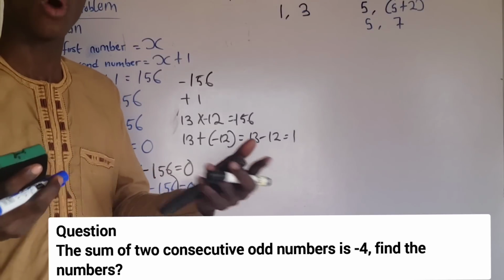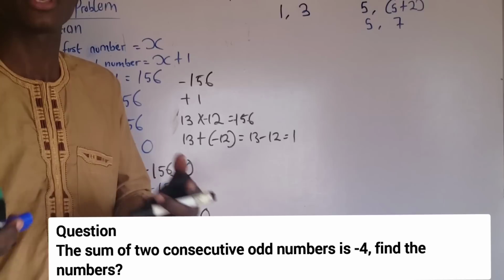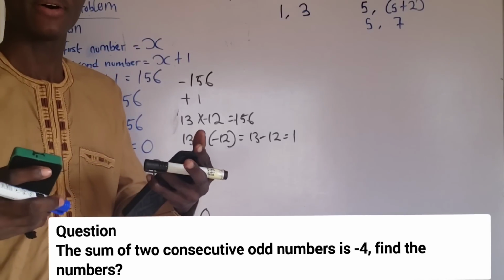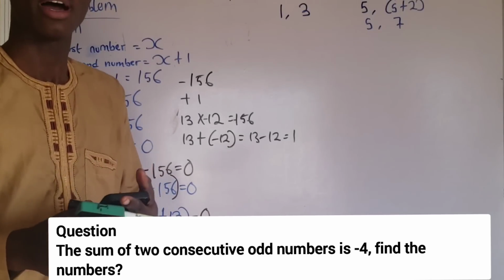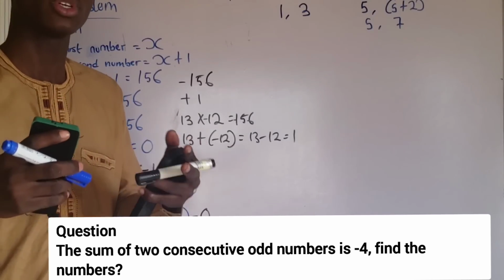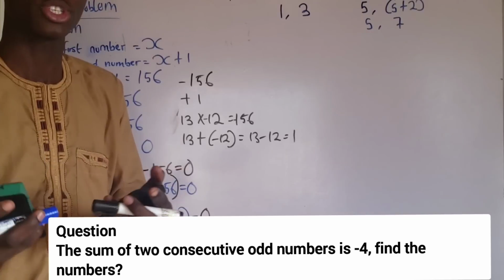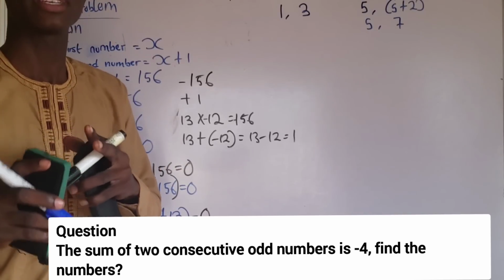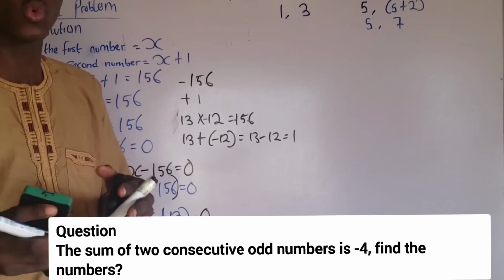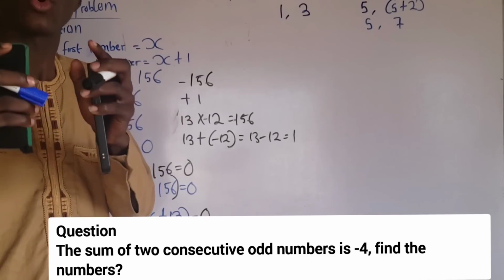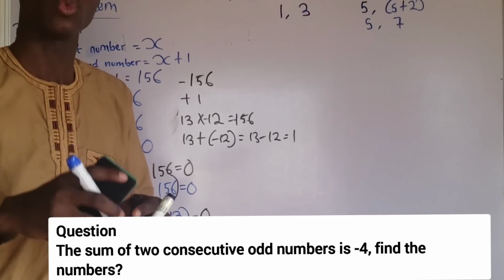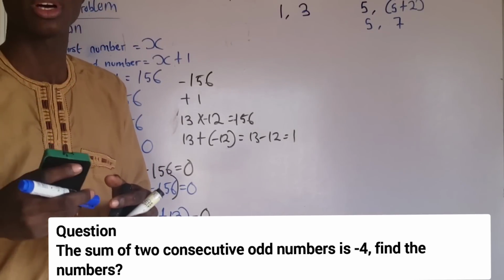What are odd numbers? Examples of odd numbers are 1, 3, 5, 7, 9, 11. We have 13, we have 15. Those are odd numbers. And if you take note of the difference between those odd numbers that I just mentioned, we realize that those numbers differ by what? By 2. You understand? So when we talk about two consecutive odd numbers, we are talking about numbers that differ by 2. The difference between these numbers is 2.